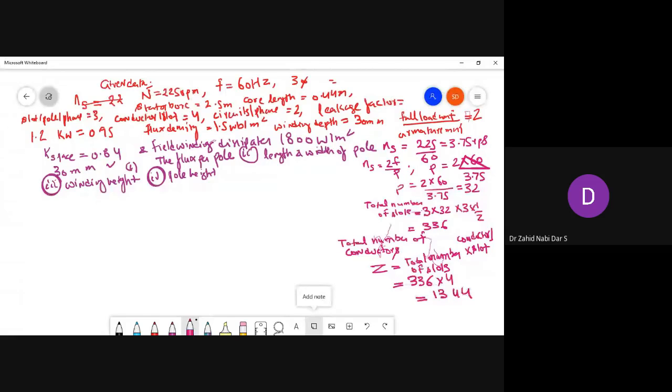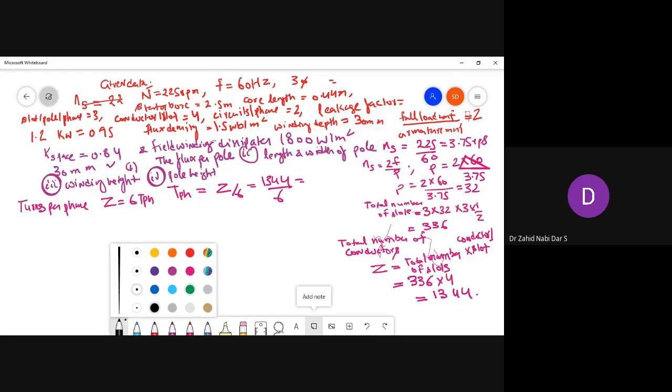Now you have to see the turns per phase over here. Now we know that your Z is equal to 6 times turns per phase. So the turns per phase would be equal to Z by 6. That would be equal to 1344 divided by 6, and that value will be around 224.